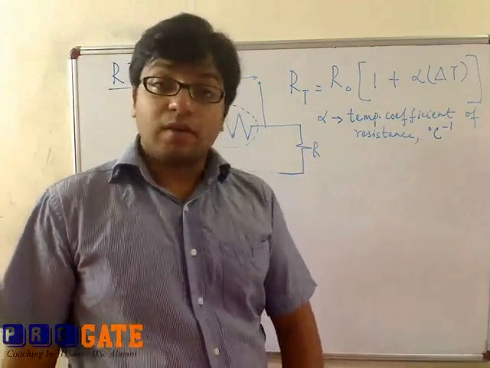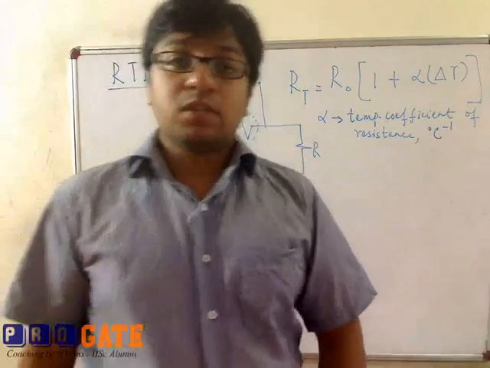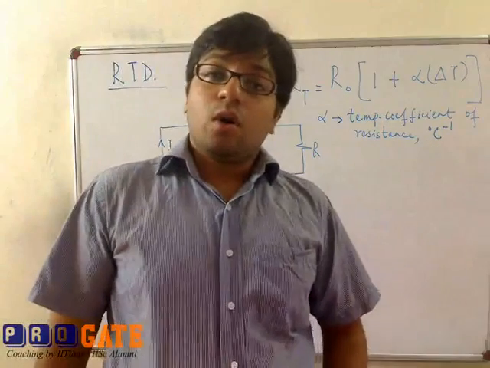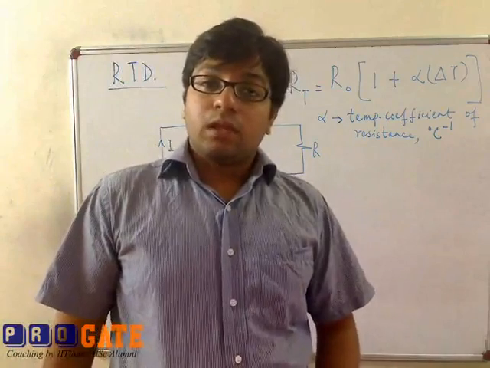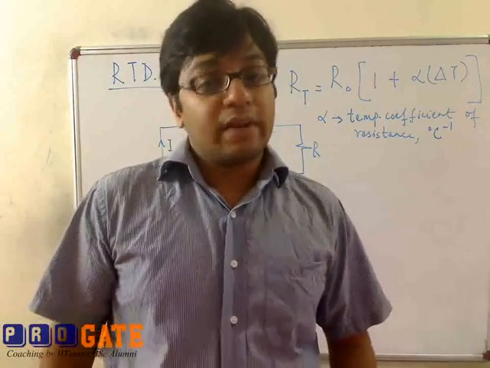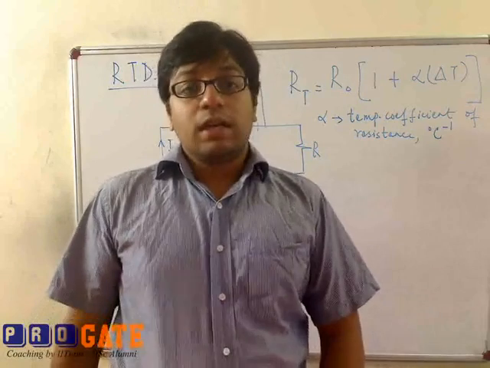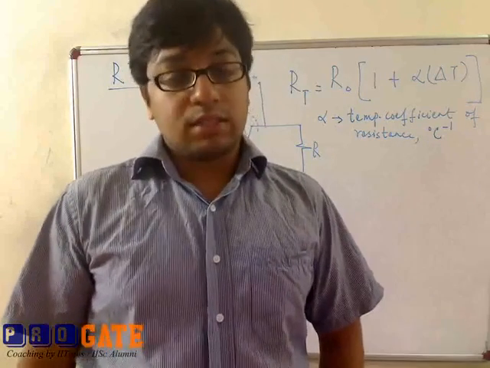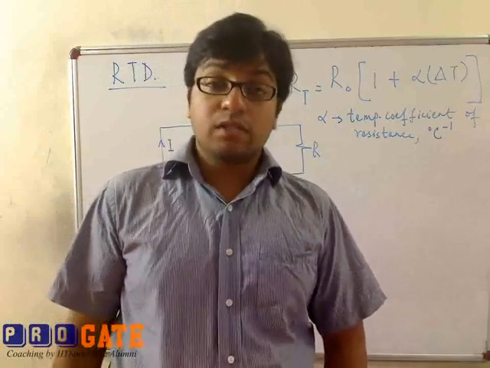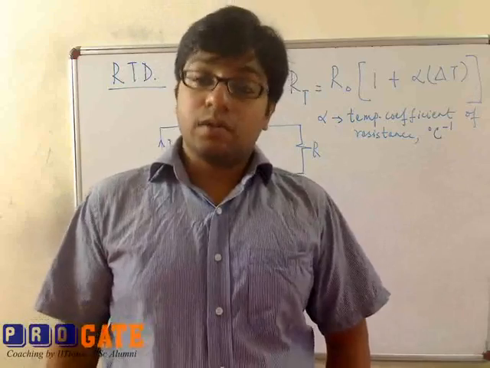So in case you have a problem in which an RTD is said to move from a temperature of, say, 25 degrees Celsius to 50 degrees Celsius, do not mistakenly take R0 to be the value of resistance at 25 degrees Celsius. It is always the value of resistance at 0 degrees Celsius.